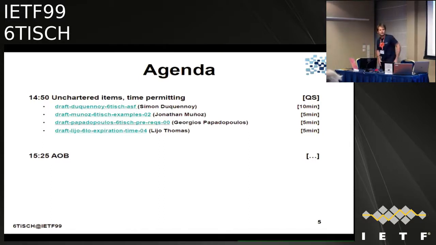We've got a new scheduling function that Simon's going to present to us. Then Jonathan will talk about the 6TISCH example. Georgios will talk about replication and elimination. That's a technique that's being discussed at DETNET, and this draft shows how we can apply it on 6TISCH. And then Lijo will talk about an expiration time, which is an activity that is happening at 6lo, but he will be giving us a short summary of what's going on there.